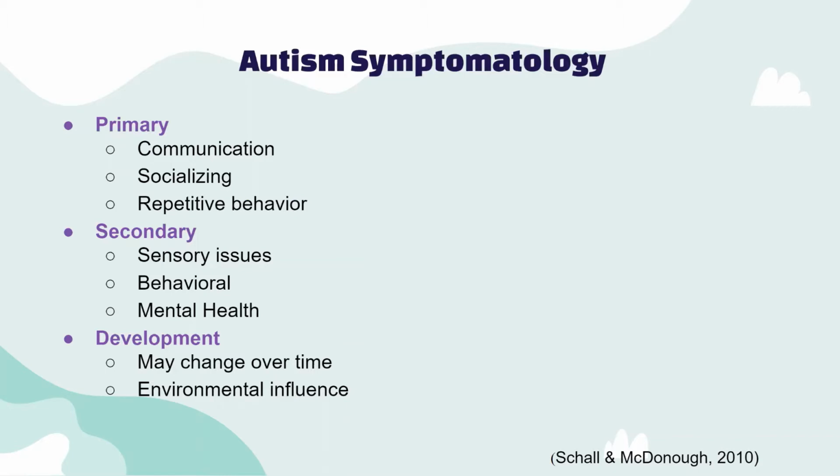Some secondary characteristics might include being hypo or hypersensitive to certain stimulations, and also having behavioral issues or mental health issues like anxiety or depression. Additionally, it's important to note that the manifestation of autism may change over time due to their environment, and it's also different from person to person.